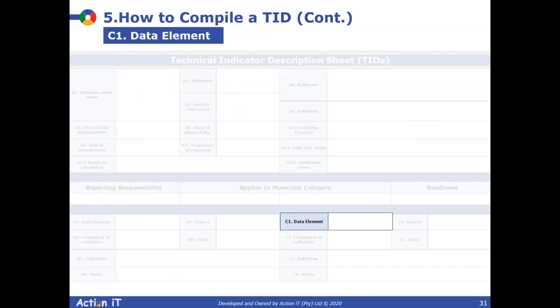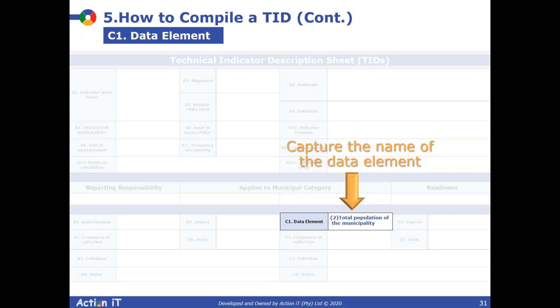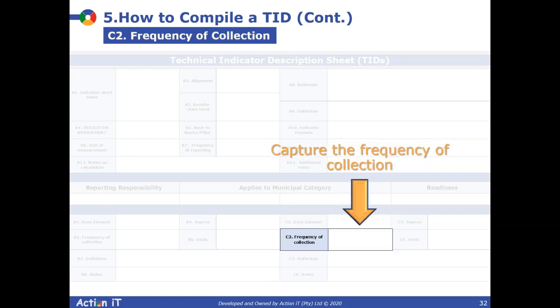As there is more than one data element for this TID, the process will be repeated for each data element. For completeness purposes, we will also complete the data for the second data element. C1. Data element. Capture the name of the data element being total population of the municipality. In C2, frequency of collection, capture annual as the frequency of collection.